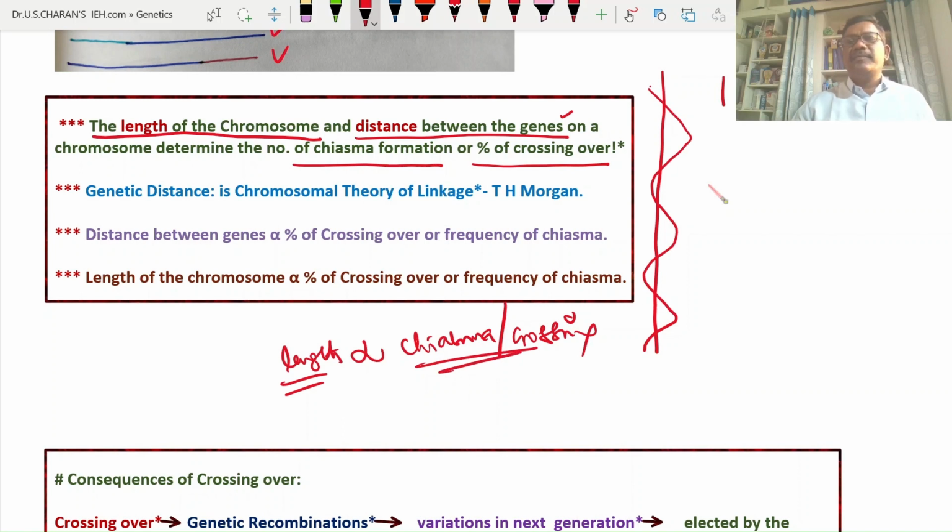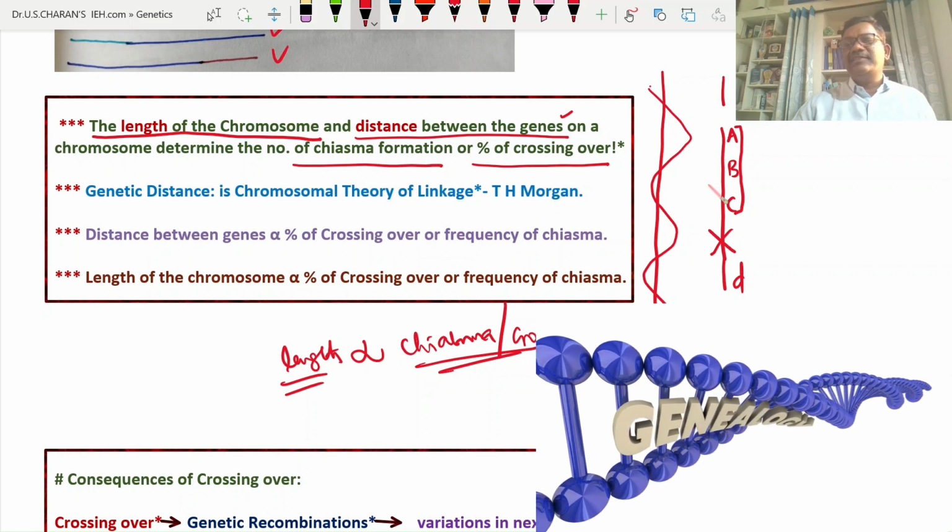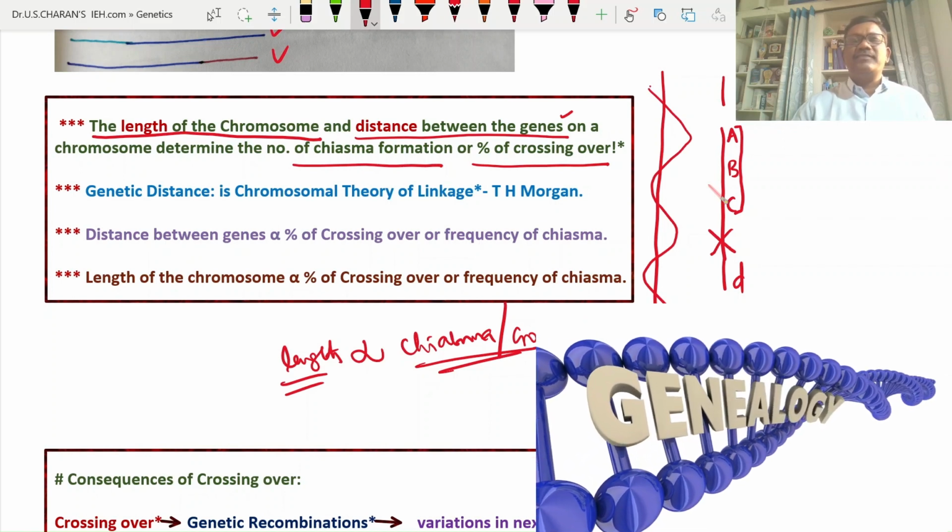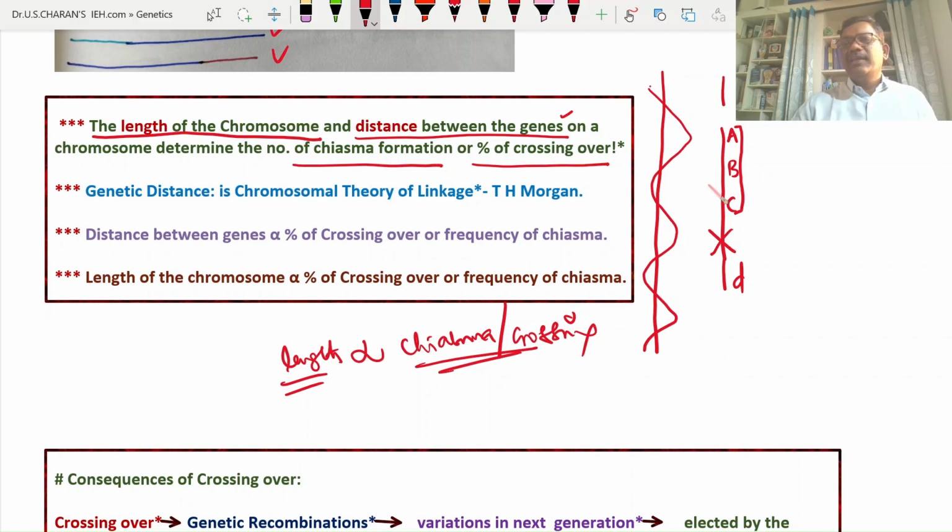Next one is the distance. Consider a chromosome containing genes, where the distance between these three genes is less, but the distance between these three genes and the fourth gene is very wide. So here is a chance for crossing over. If the distance between the genes is wide, there is a chance for the formation of chiasma or crossing over. If the distance is very less, those genes are linked with each other, and there is less chance for crossing over or chiasma formation.